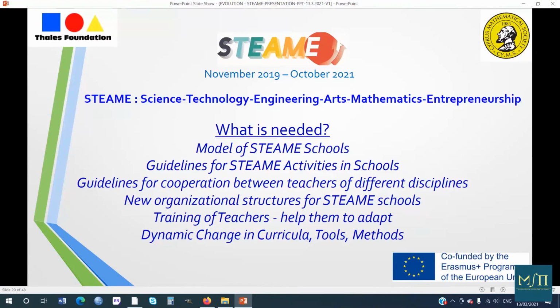So what is needed is a model of STEAM schools, guidelines for STEAM activities in schools, guidelines for cooperation between teachers of different disciplines, new organizational structures for STEAM schools, training of teachers, help them to adapt, and a dynamic change in curricular tools and methods. So this project is trying to do most of these things.